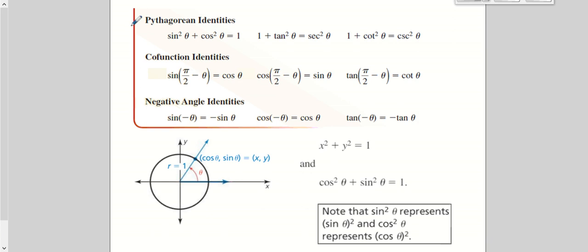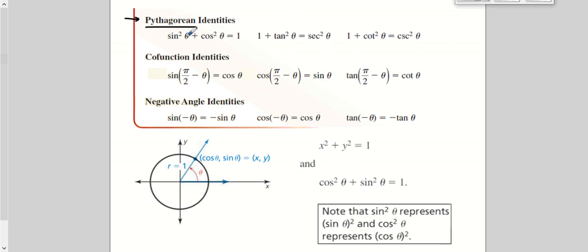Here are some new ones. Pythagorean identities. These come from the Pythagorean theorem of a squared plus b squared equals c squared. Sine squared plus cosine squared equals 1. 1 plus tangent squared equals secant squared. And 1 plus cotangent squared equals cosecant squared. So later on in these notes, near the end, with the extra examples, I will show you how to get this from a squared plus b squared equals c squared.